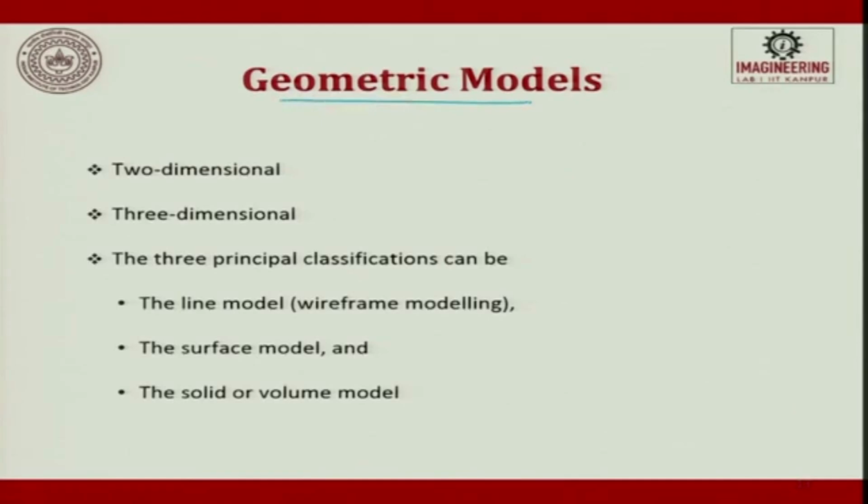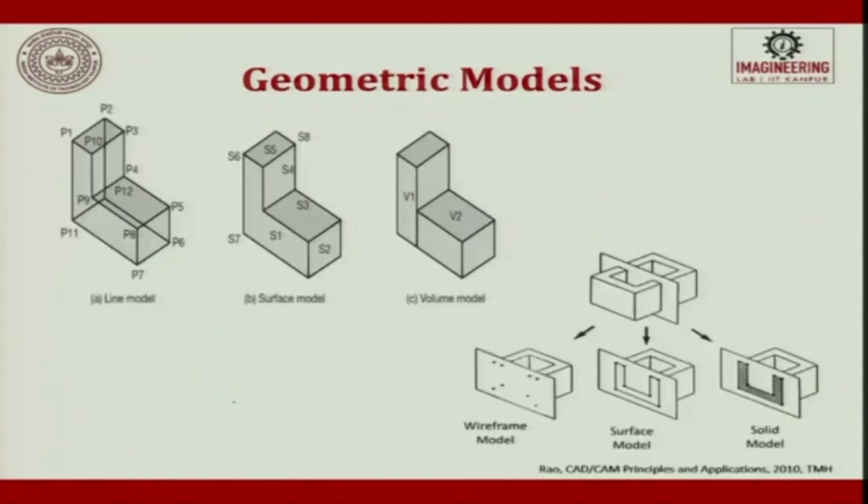So, the geometric modeling can be 2D, 3D, and in 3D three principal classifications can be line model, surface model and solid model. So, it can be line model. Here I started with a line and generated several lines and formed a closed polygon. Now, this closed polygon is called a surface. Now, several of these surfaces put together form a solid or a volume. So, you will have line model, surface model and solid model or volume model.